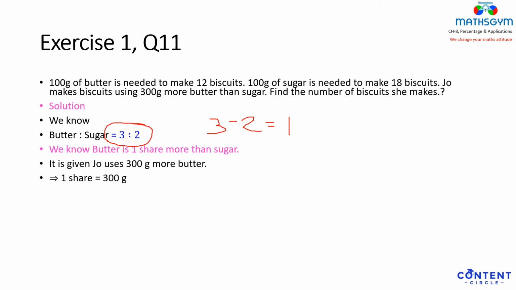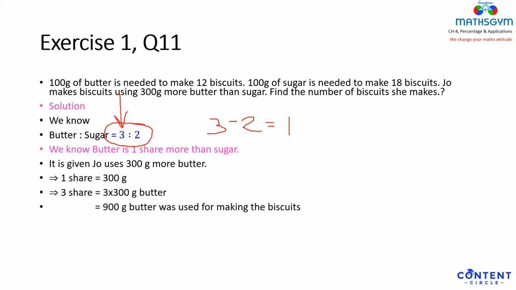This share which we are talking of, this one share is basically one part. You know, the way 3:2, it is 3 parts, 2 parts. So one part butter is more. So we are using the terminology of share. So one share is equal to 300 grams. So this also tells that 3 share will be equal to 3 into 300 gram butter, because butter is 3 parts or 3 share. So 3 into one share, which is 300 gram, is 900 grams of butter has been used for making biscuit by Joe.